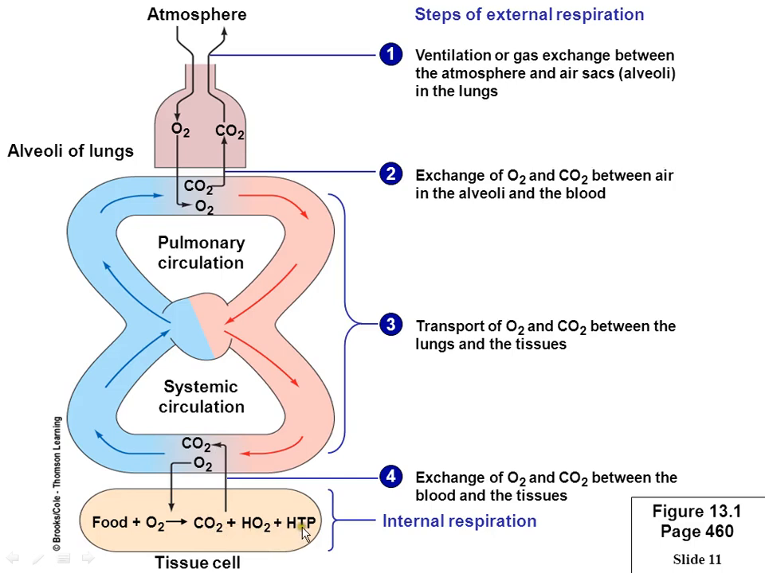There's HTP that should be ATP, and HO2 should be H2O. It's crazy. This is a slide from the book. So anyway, oxygen goes down to its lower concentration. It's turned into ATP, water, and carbon dioxide. Now you're accumulating carbon dioxide.